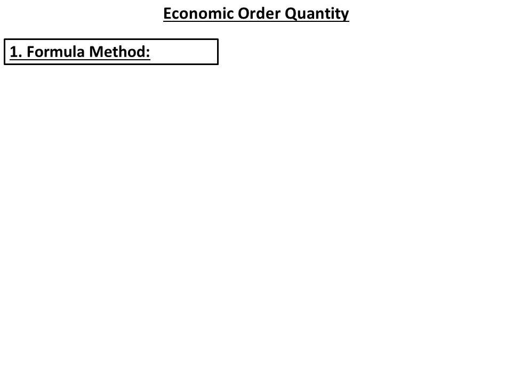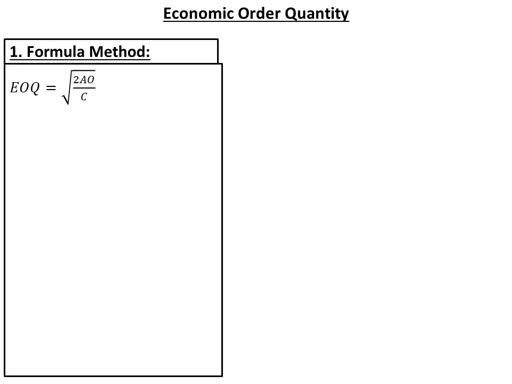This EOQ can be calculated on the basis of the formula method and the tabulation method. We are going to discuss both. Now, formula method number 1: EOQ equals under root 2AO upon C. And the total inventory cost at EOQ, that is the total minimum inventory cost, is under root 2AOC.